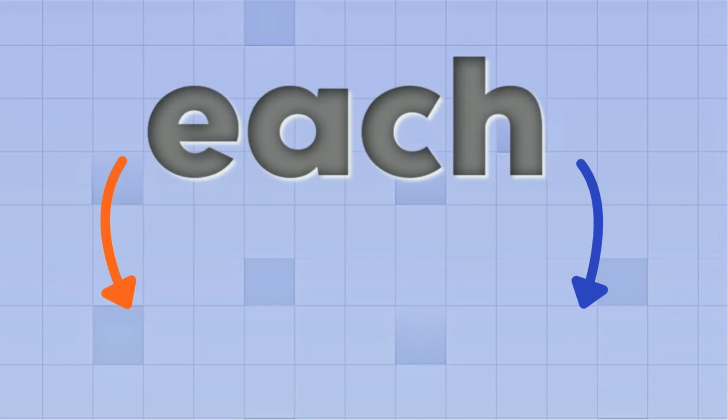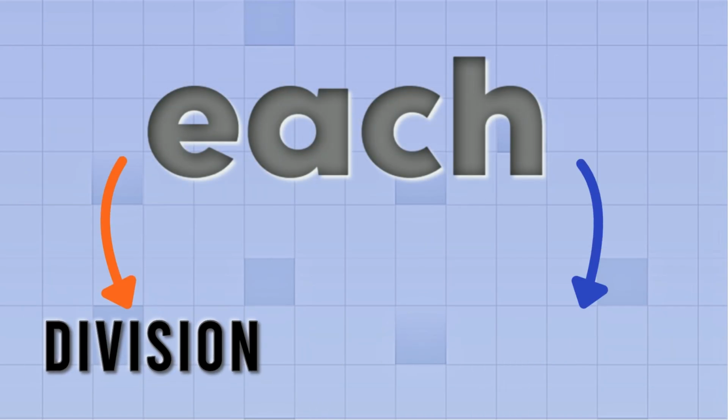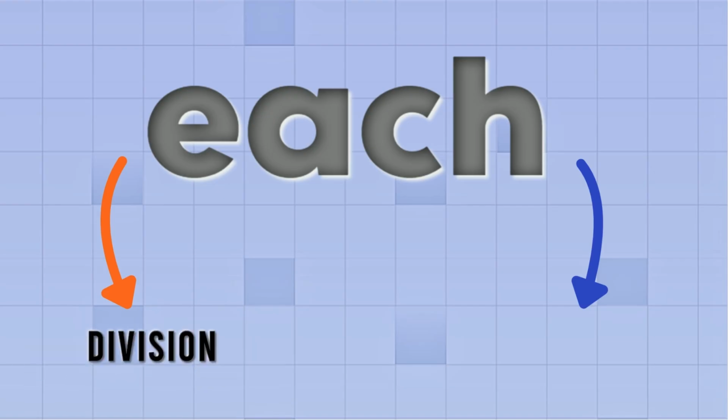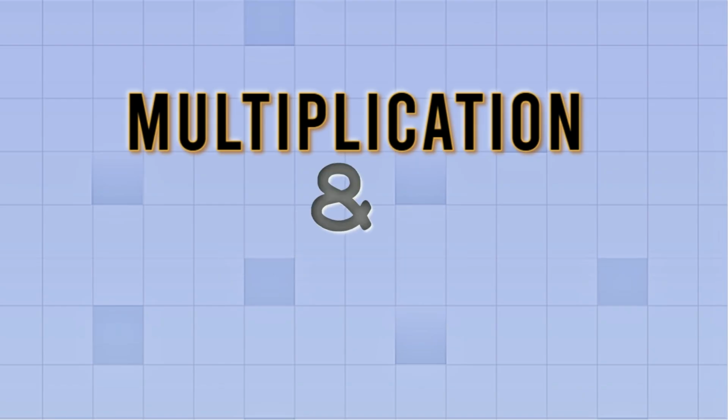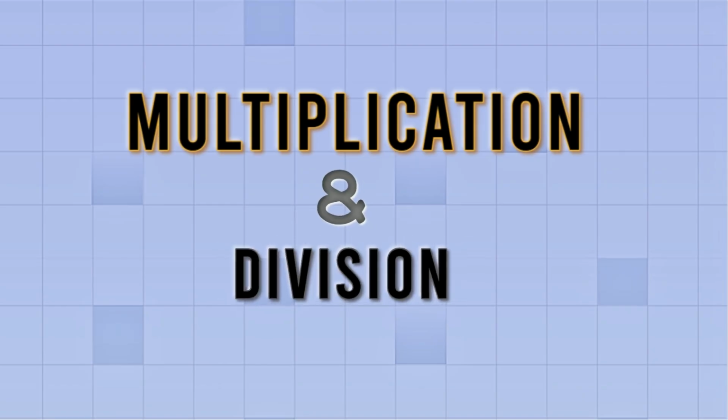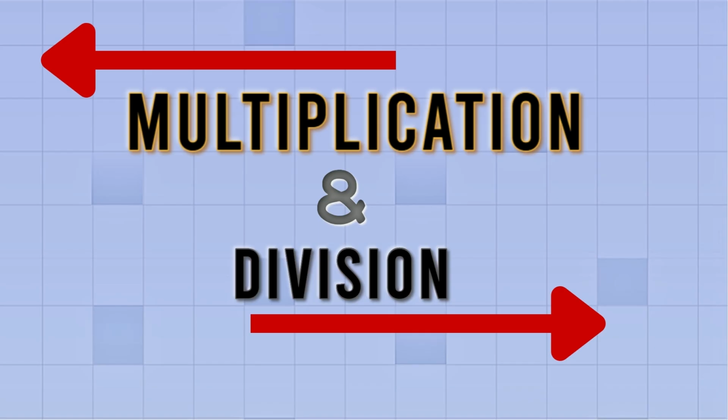You've already seen that same word each appear in our division problems video. So it might look like it's being used for 2 things, both division and multiplication, which can feel a bit confusing at first. Well, that's because multiplication and division are really close friends. They kind of work in opposite directions.